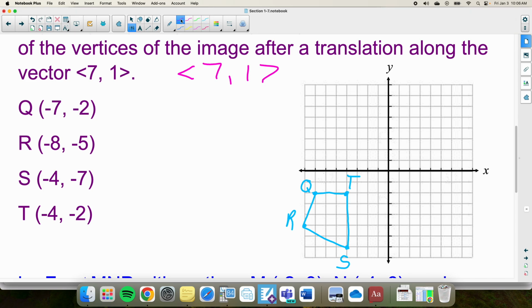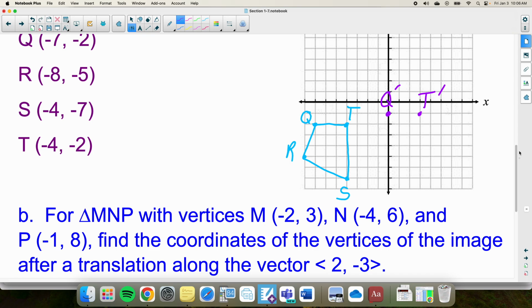So for each point, I'm gonna count 7 over. I'm gonna start with Q, 1, 2, 3, 4, 5, 6, 7, up 1, and then I put my Q prime just like before. T, I go 1, 2, 3, 4, 5, 6, 7, up 1, and I put my T prime. R, 1, 2, 3, 4, 5, 6, 7, up 1, that's my R prime. And S, 1, 2, 3, 4, 5, 6, 7, up 1, that is my S prime.